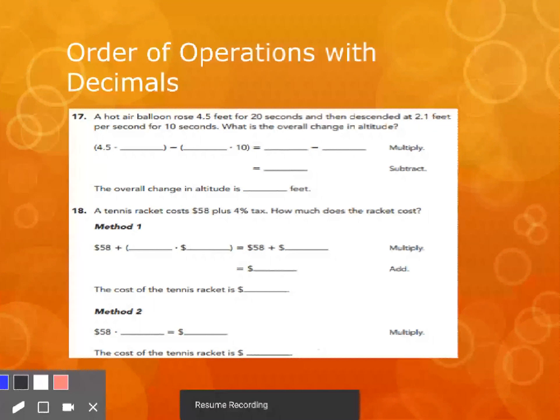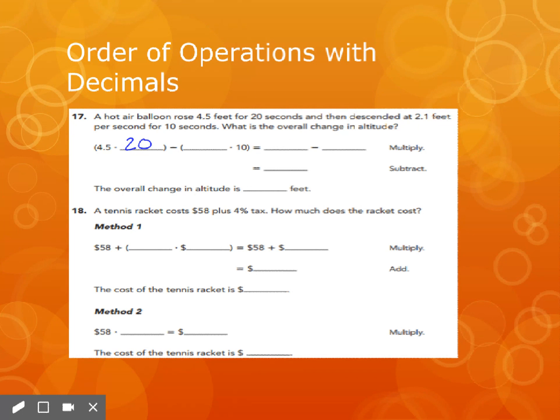So a hot air balloon rose 4.5 feet for 20 seconds, so 4.5 times 20. And then it descended 2.1 feet for 10 seconds, so 2.1 times 10. So of course you need to do multiplication first, and it's in parentheses, so that's your big clue. So 4.5 times 20 is 90, and 2.1 times 10 is 21, and then you subtract, and you'd get 69 feet.